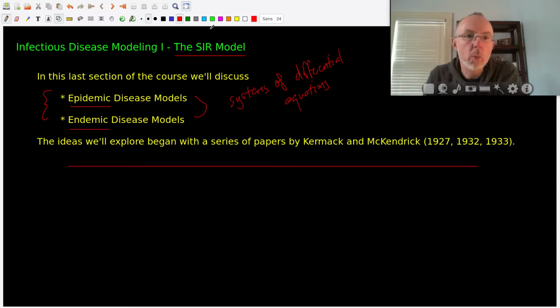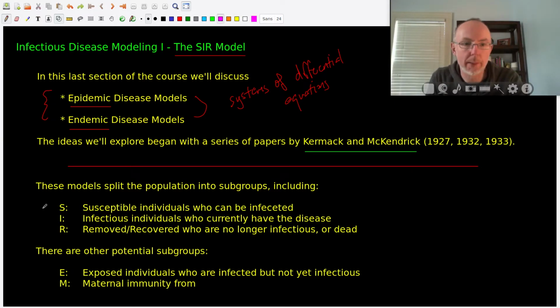So the models we will be talking about really began with a series of papers from the 1920s and 30s by Kermack and McKendrick, and these led to the SIR model that we've already sort of seen a little bit. And our first goal is to really derive those SIR models again from first principles with reasonable assumptions and thinking carefully about the assumptions that we're making. And these assumptions are really about splitting the population into subgroups. That's the key idea of these models. We're going to split the population into subgroups, and we've already seen those subgroups, right? We talked about susceptible individuals.